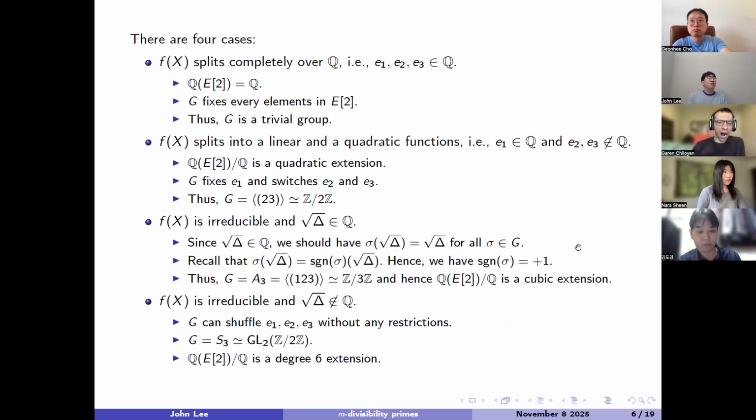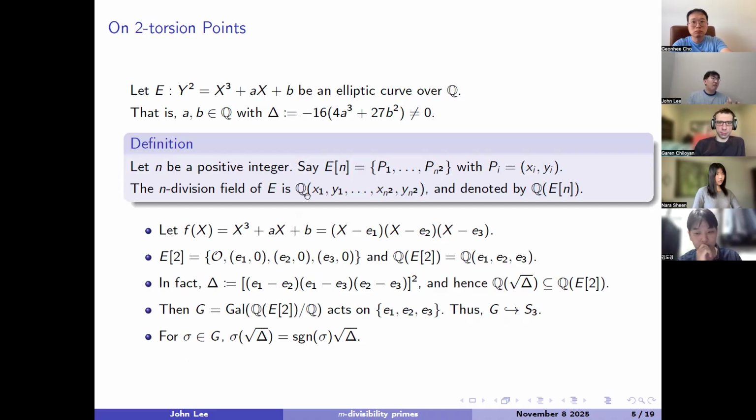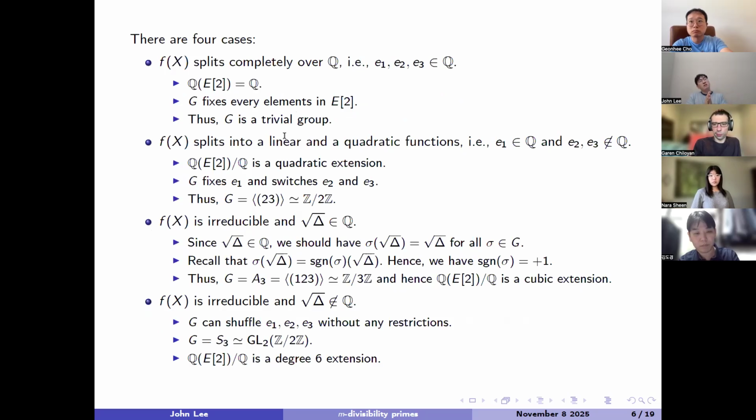So there are four cases. Just to remind you, this f(x) is the right-hand side of this one. And we are only considering the right-hand side because two torsion points should have y coordinate 0. We only need to check the roots of this one, because those are all the two torsion points. So this f(x), because it's a cubic equation, we have four possibilities.